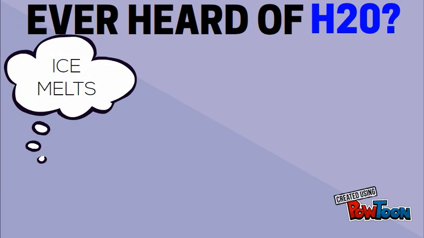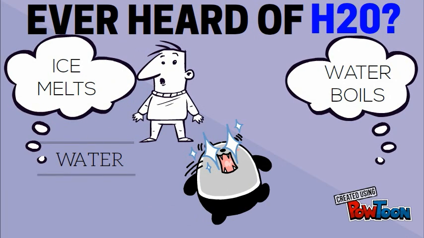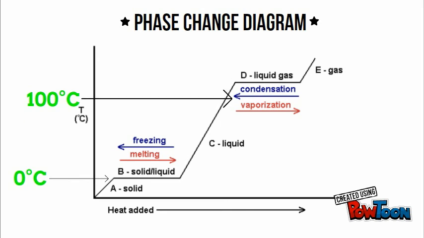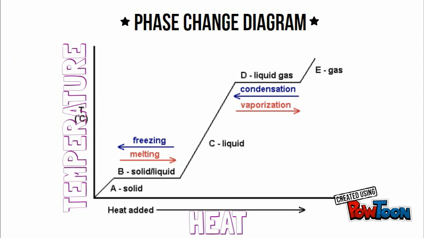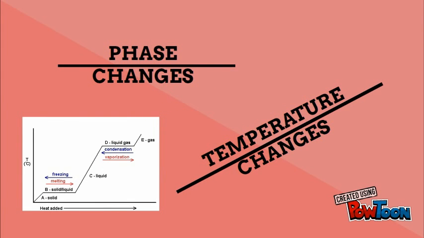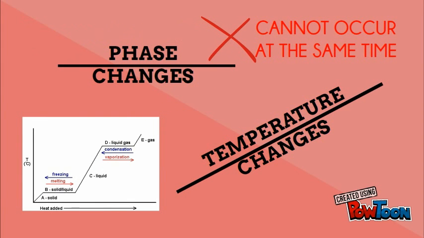When ice melts, it becomes water, and when it boils, it becomes steam. Doing this, we just made the phase change diagram. At 0 degrees Celsius is melting point, and 100 degrees Celsius is boiling point. The x-axis is heat, and the y-axis is temperature. The flat lines are phase changes, while the diagonal lines are temperature changes. Both changes cannot occur at the same time.